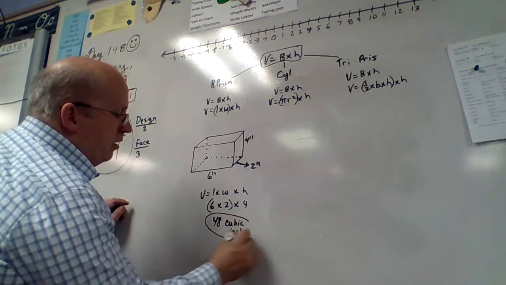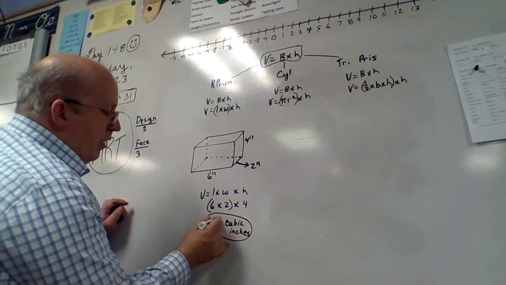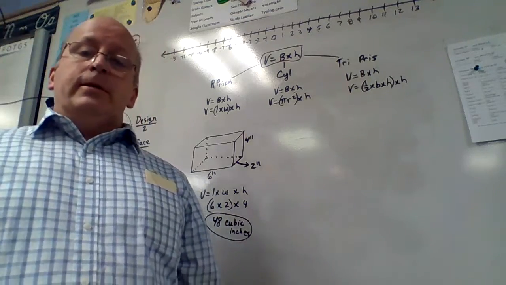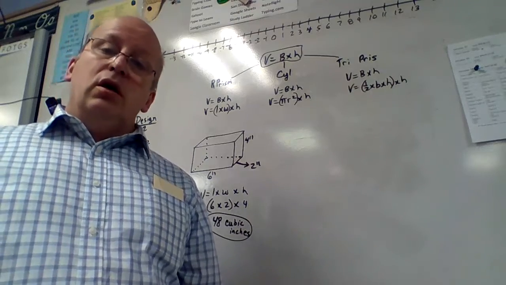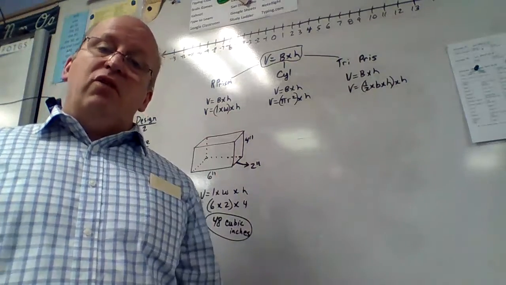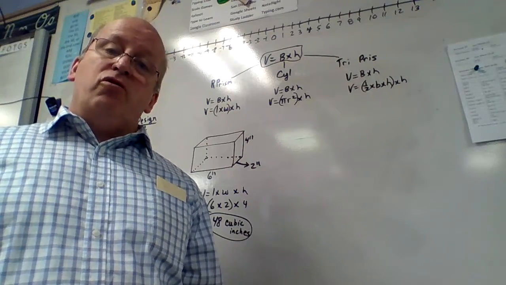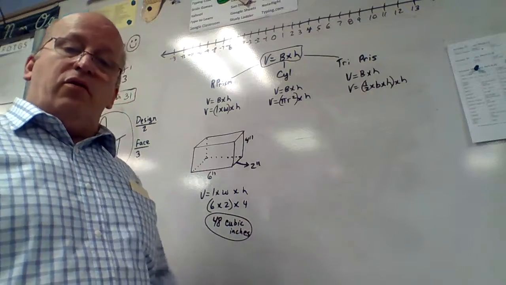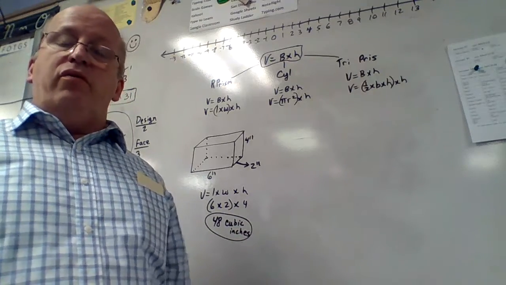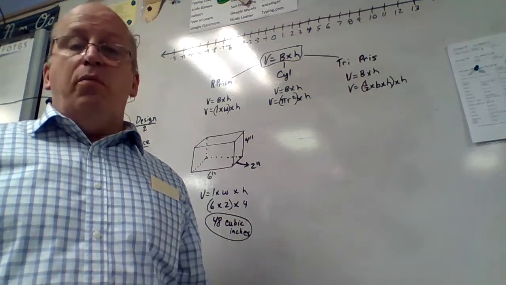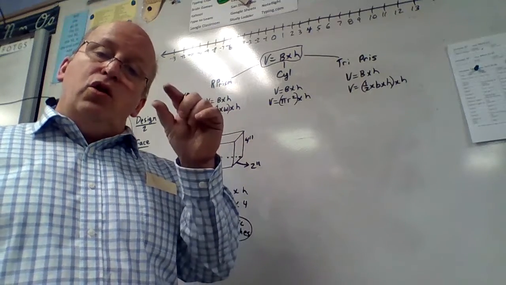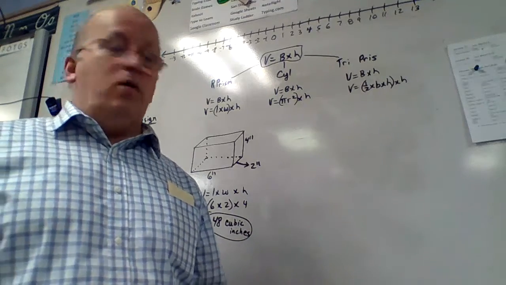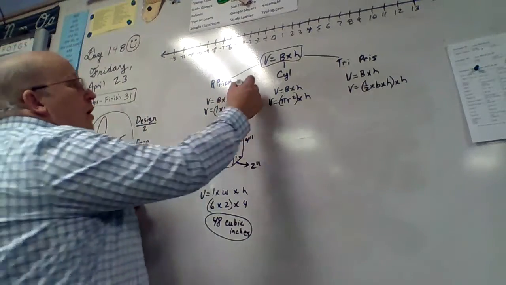48 cubic inches. Why cubic? Well, volume is a measure of how much space is being taken up inside this three-dimensional figure, how much you can fit inside of it. And in this case, you could fit inside of it 48 cubic inches. In other words, 48 cubes that are each 1 inch by 1 inch by 1 inch in its dimensions. Okay, let's go on to this next one.